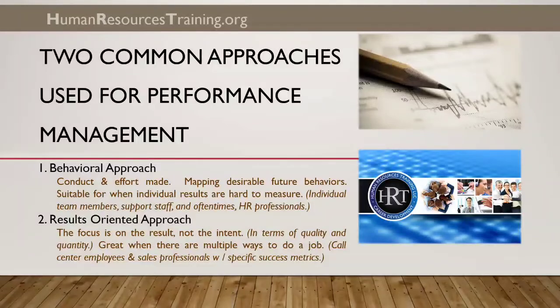And these are great, or I should say, specifically the results-oriented approach is great when there are a lot of ways to do a job. So you can cut someone loose, tell them you'll see them at the end of the week and see what they create. Another factor to look at with this type of approach is that in most cases, they're going to have very specific success metrics. They're really easy to measure.